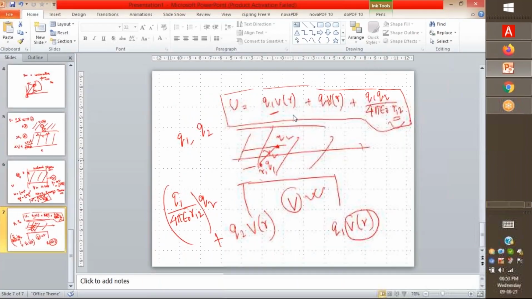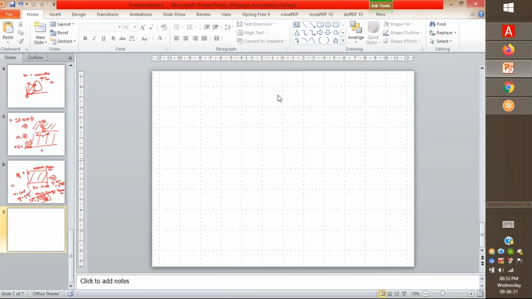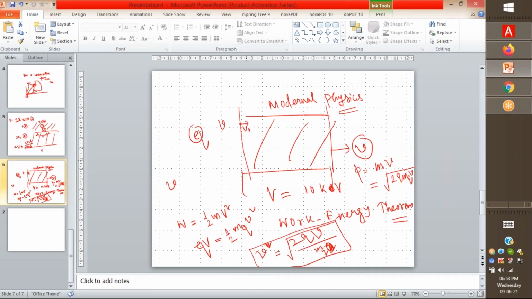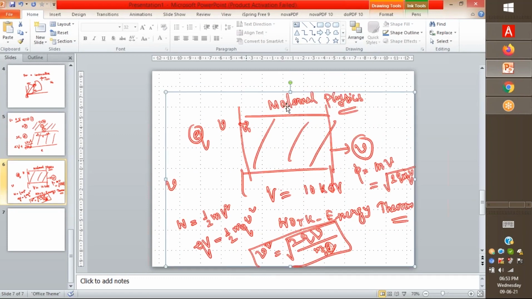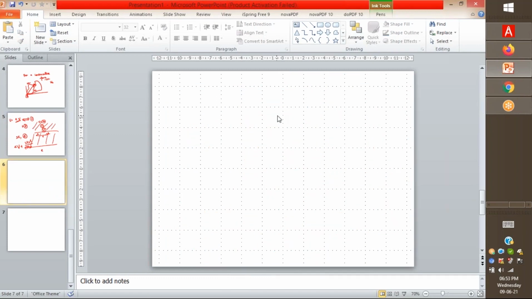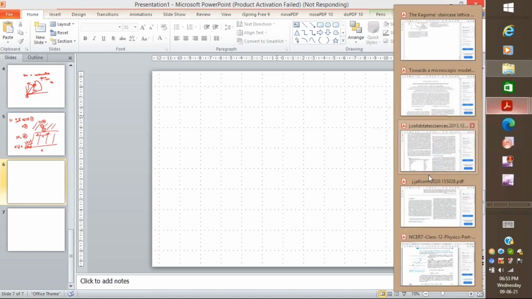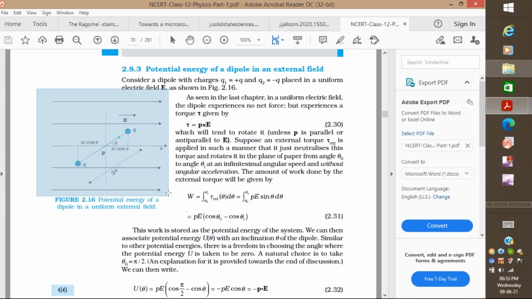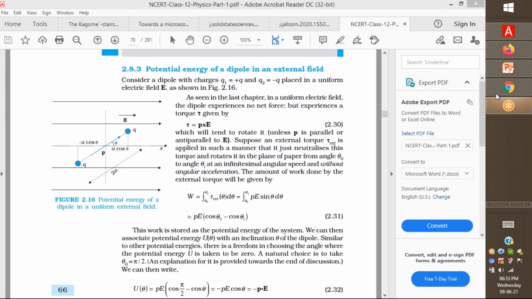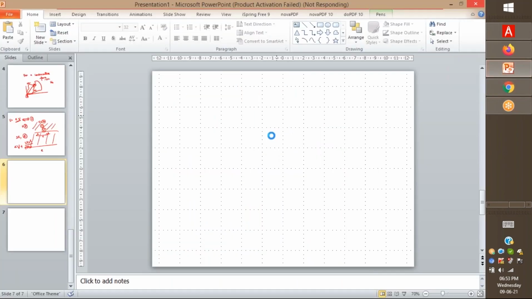So suppose you have an electric dipole which is kept inside a uniform electric field. Then what is the potential energy of the dipole? So that is our question, or topic of discussion, now.